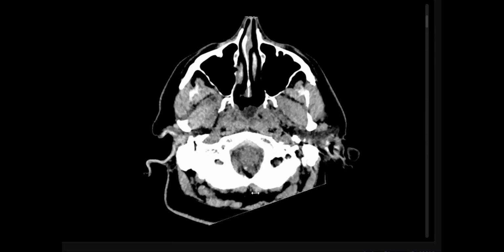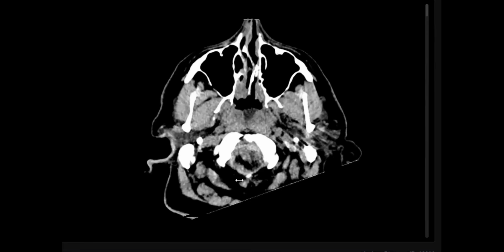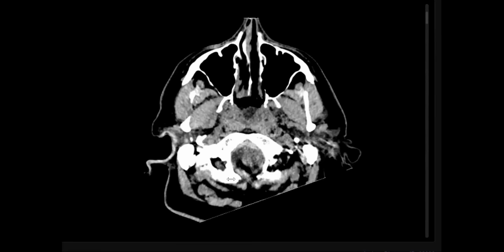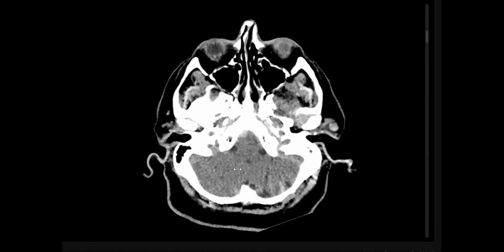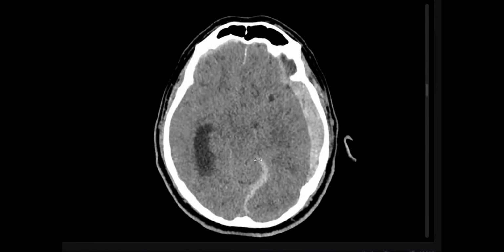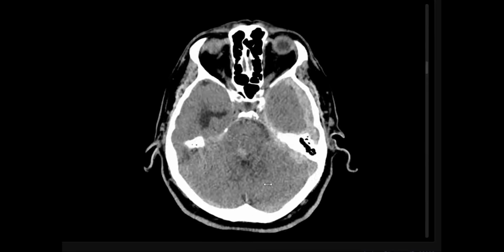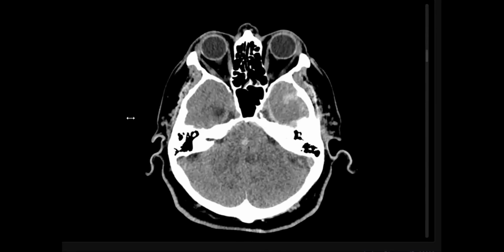Yes, we have to look at the foramen magnum to see if there is a crowding of the foramen. Good, so there is no tonsillar herniation. Very good. Any other areas of herniation?